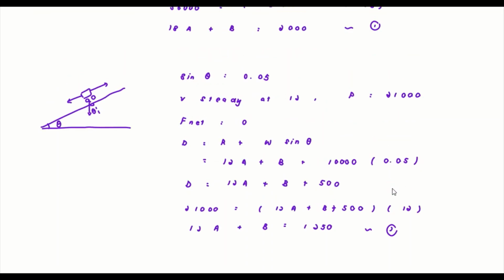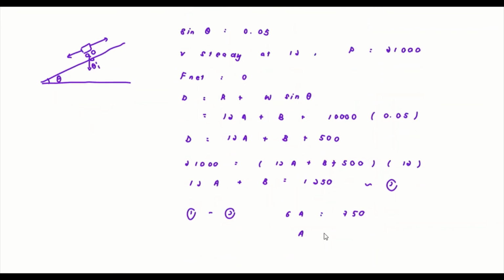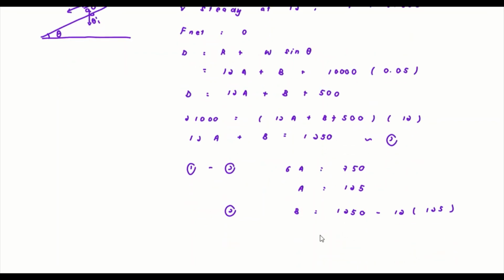Now we have two equations, and we can solve them simultaneously. The first one minus the second one, we get 6A equal to 750. That gives us that A is equal to 125. For the second one, it depends on which one you want to use. B will be equal to 1,250 minus 12 times A, 125. From here, we get B equal to negative 250.